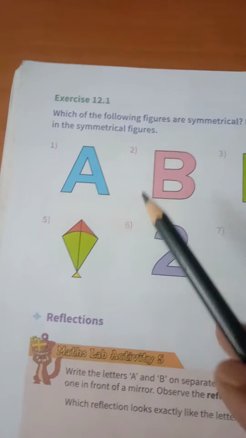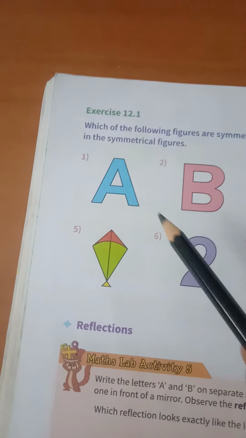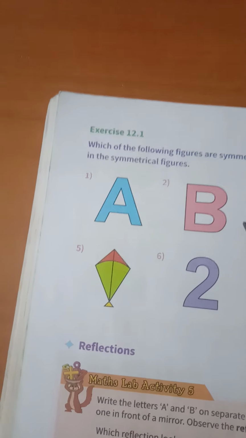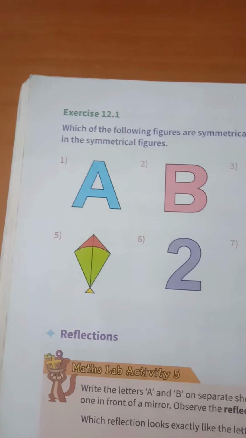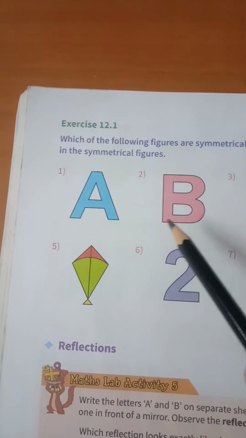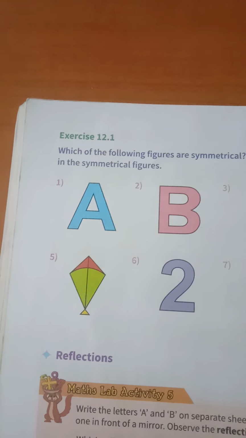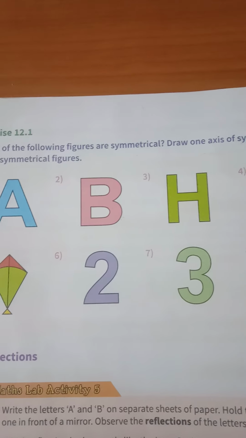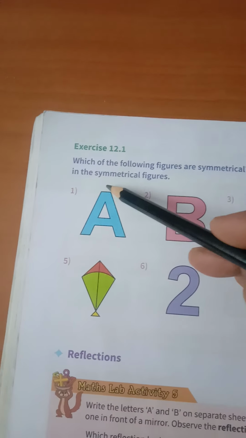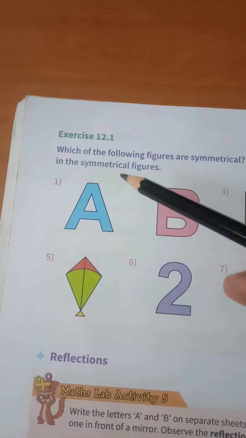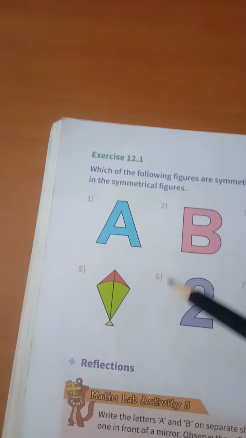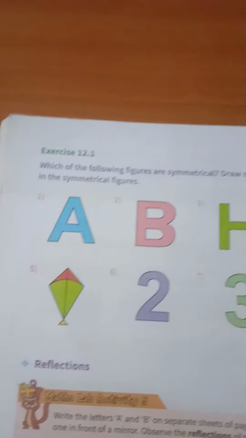First you have to see whether these figures are symmetrical or not, and only then we have to draw the axis of symmetry. The question is, which of the following figures are symmetrical? If the figures are symmetrical, then you have to draw one axis of symmetry in the symmetrical figure. You draw it with the help of a scale, in the textbook itself. Afterwards you draw in the notebook, because you have to submit the notebook also.